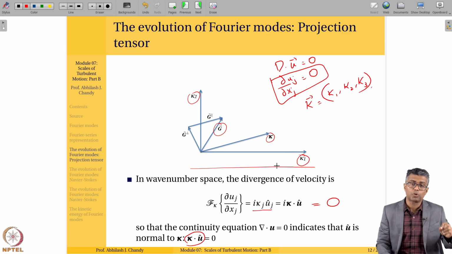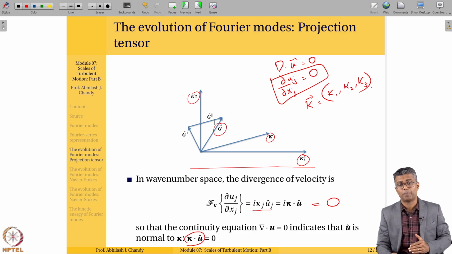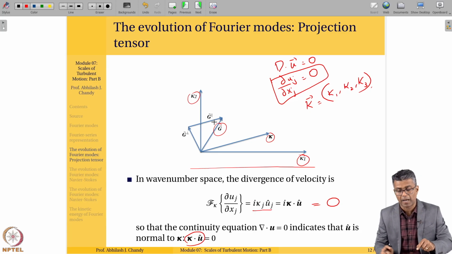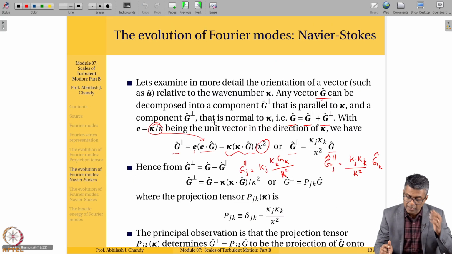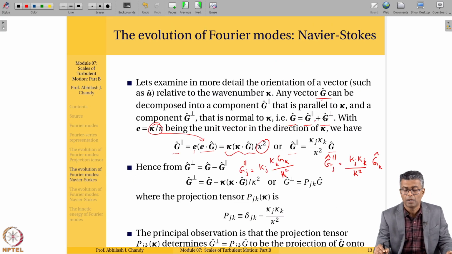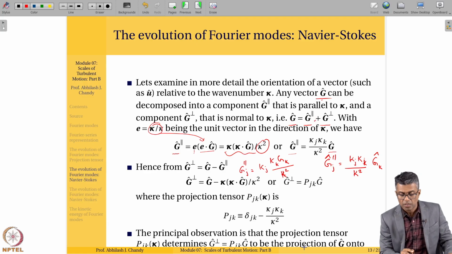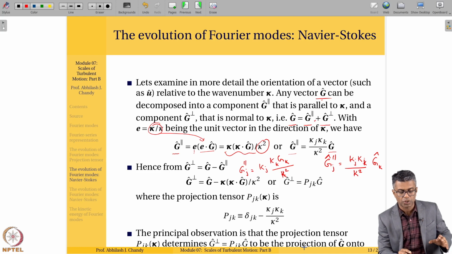Let's say you decompose your g hat into g parallel and g perpendicular, which is what you're doing. G parallel to kappa, as in the wave number vector, and perpendicular to the wave number vector kappa. So you have g parallel and g perpendicular. In vector space, that would be g hat is equal to g hat parallel plus g hat perpendicular. Then we expressed g parallel in a different form. So we wrote g parallel as E dot g times E.